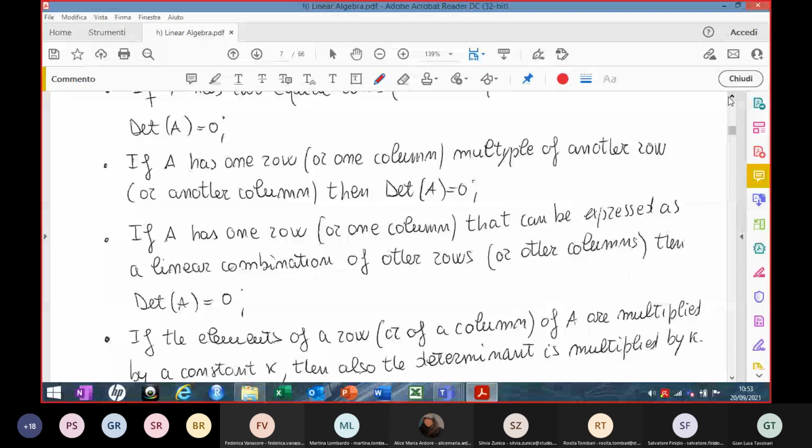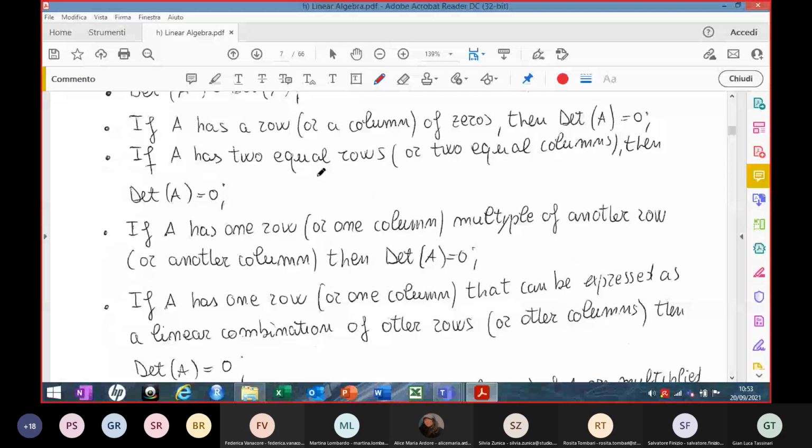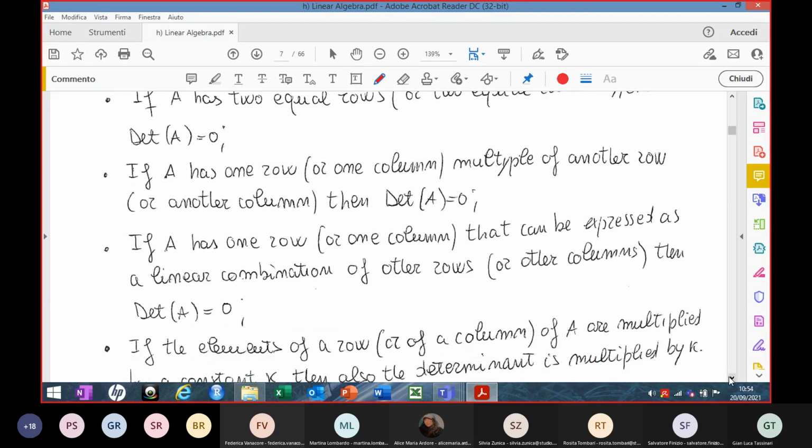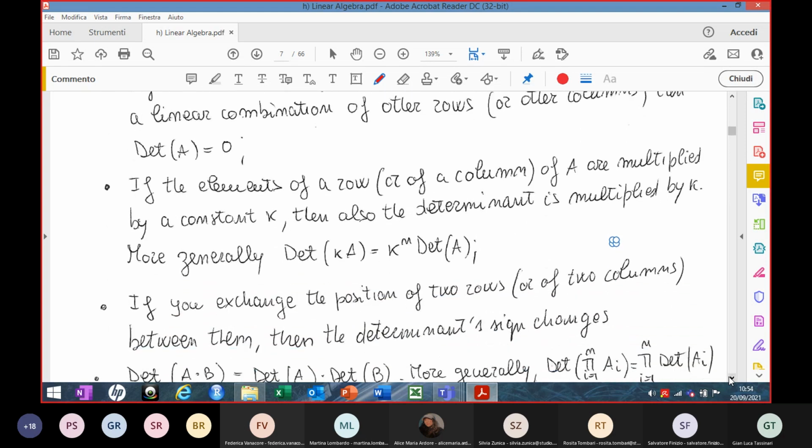Saying that A has 2 equal rows or 2 equal columns is again another special case of a linear combination. Suppose you have a 3 times 3 matrix, and suppose that the third column is equal to the first one. This means that it can be obtained by multiplying the first one plus 0 times the second one. So again, it is a linear combination of the other 2 with coefficients 1 and 0. Yes, also the first one, but we should have explained other things, so I want to avoid it because I think you are already confused enough.